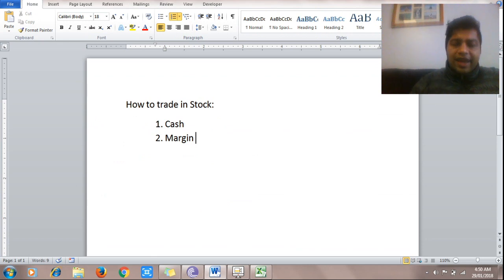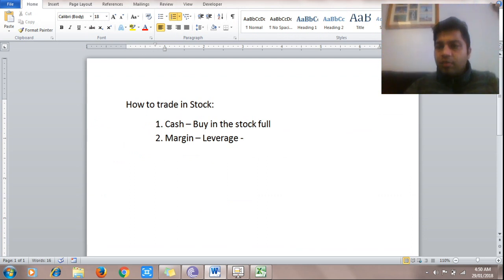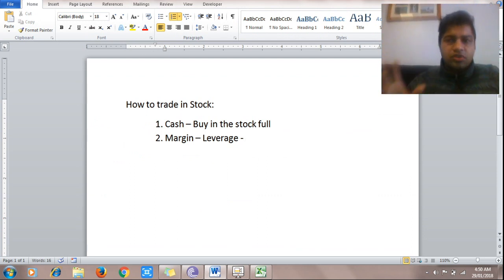Now what is cash trading? Cash trading means you buy in full. So buy the stock in full. Okay. Margin trading means you take leverage. So you do not put the entire amount that is required to buy the stock. You just put in a fraction of the amount that is required to buy the stock. The rest of it is given to you on loan. Okay. We'll see how it happens.